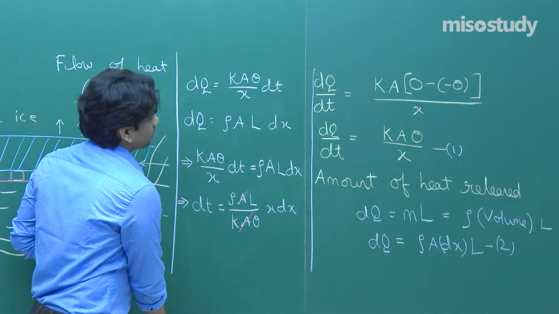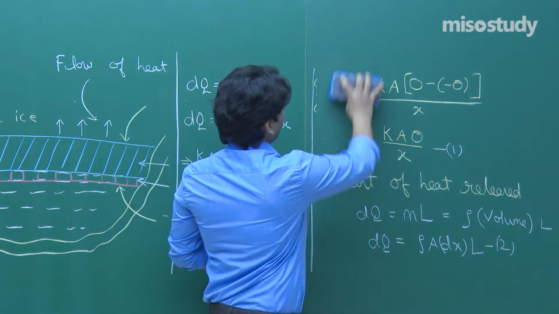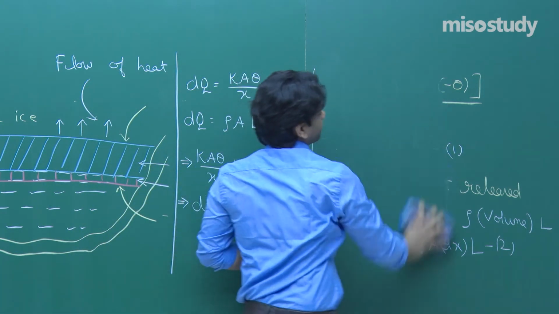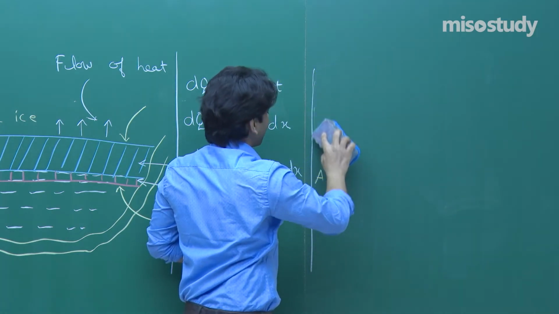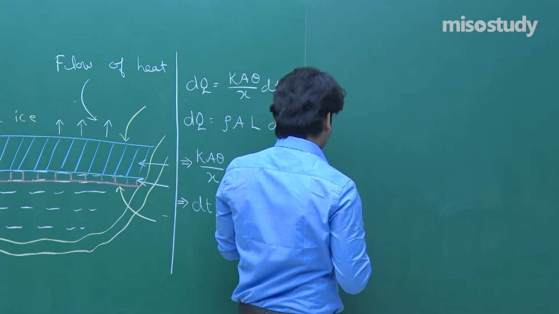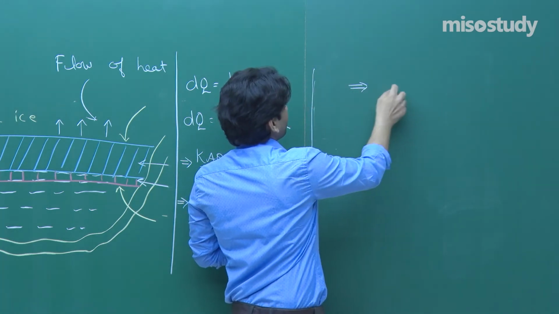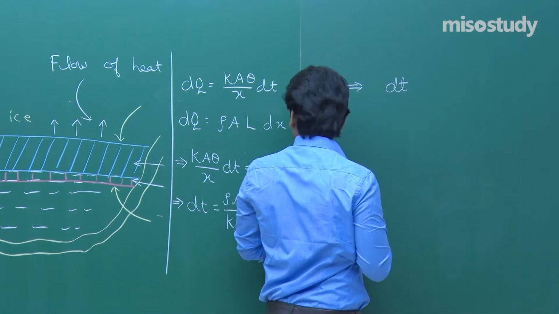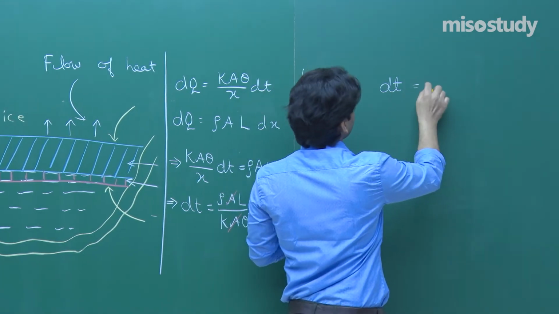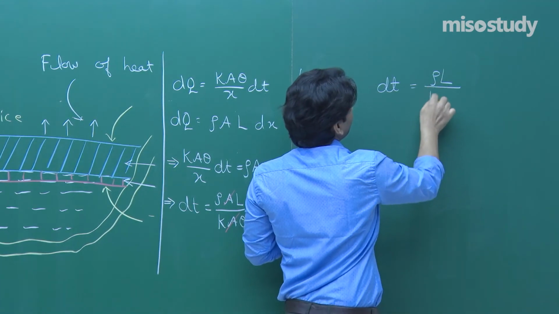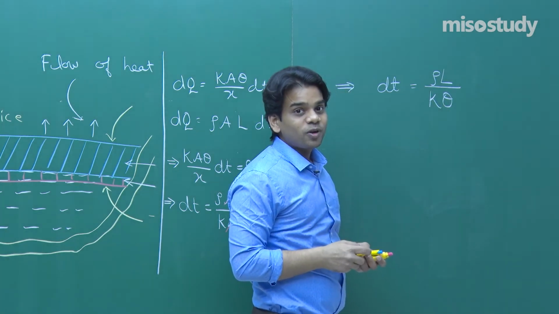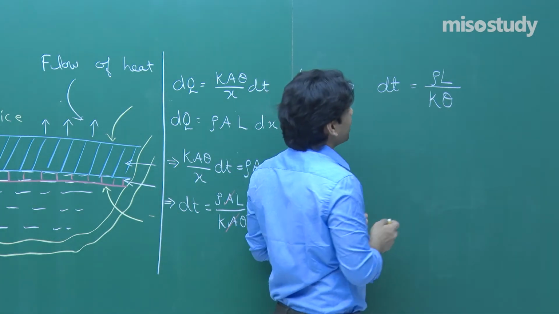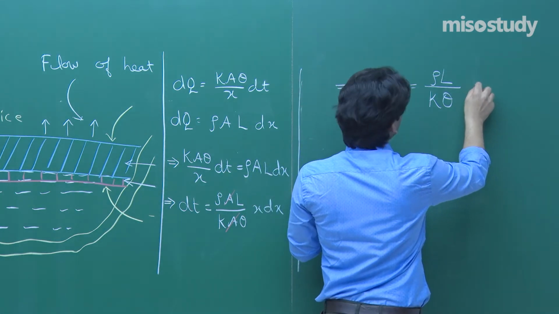So we got a very simple equation. Let me rub this part. I believe that you would have taken down this one. And don't worry, if you have taken it down, I will give a quick recap of the entire derivation that we are doing. So we got dt is equal to rho L by k theta, remember, k is the coefficient of thermal conductivity, into x dx.